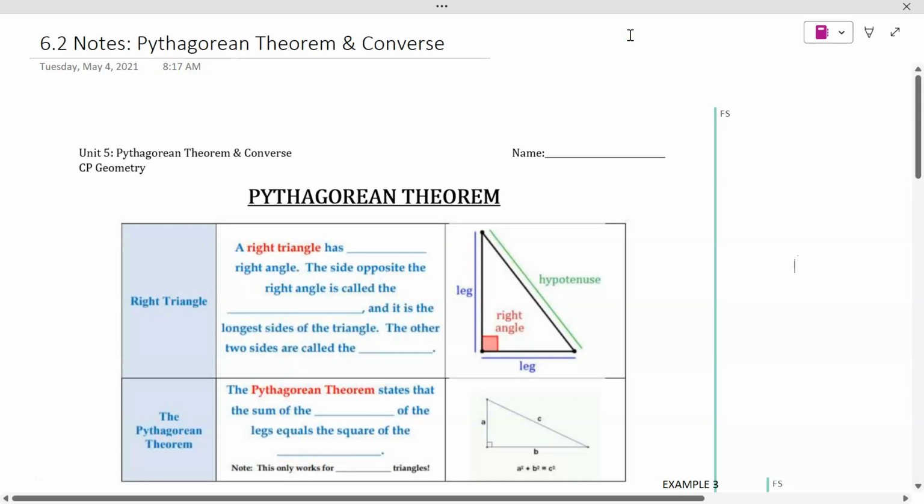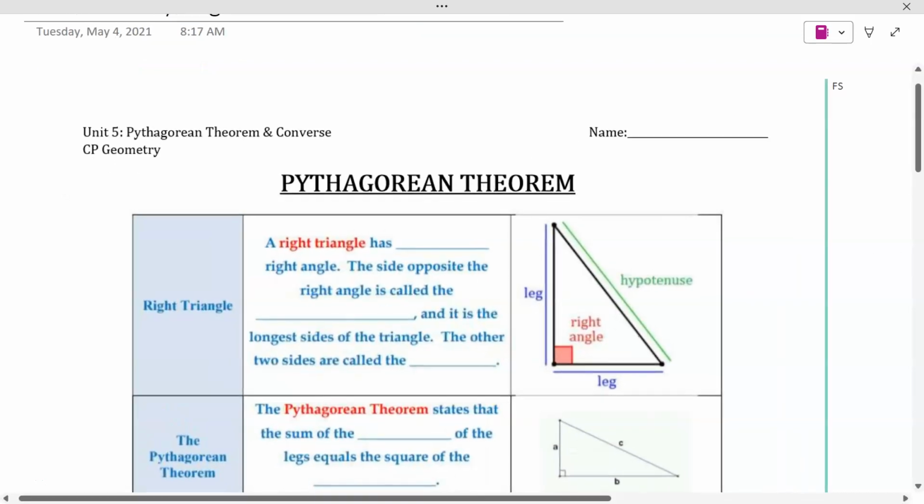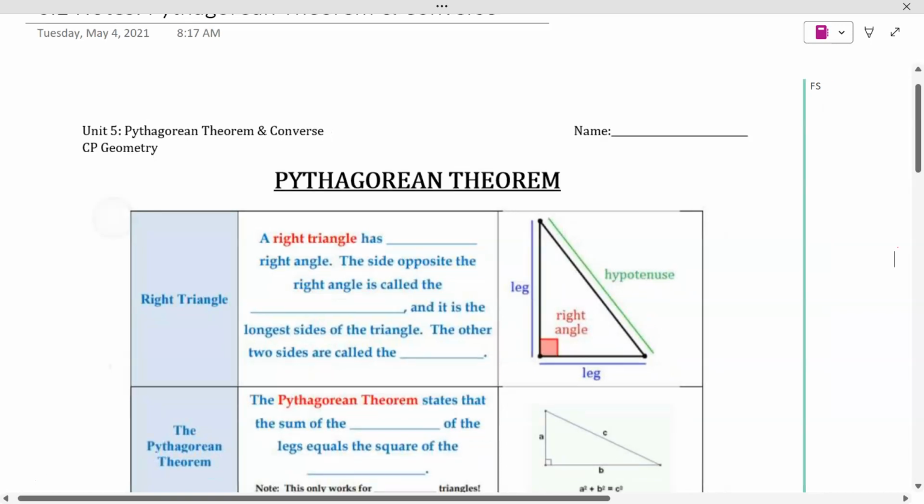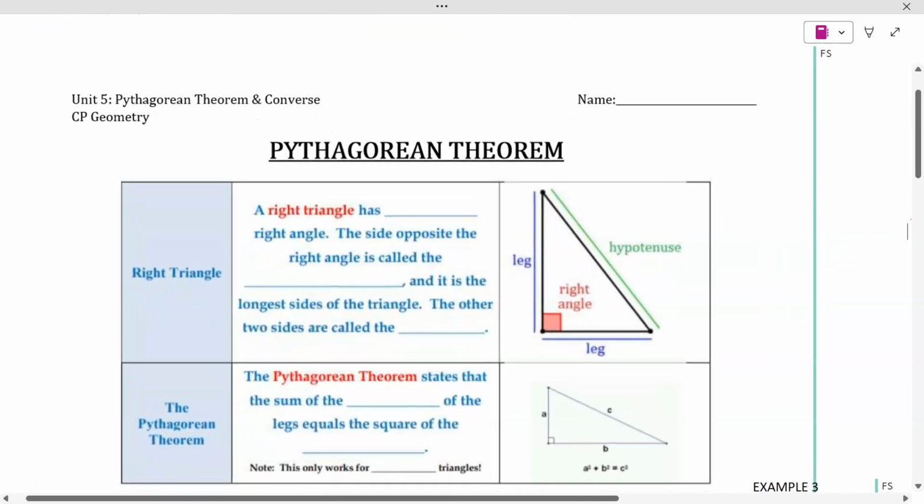Hey everybody, Mr. Field here, and today we're going to be talking about the Pythagorean theorem, what it is, how we can use it, and also we're going to talk about this thing called its converse, which essentially means the reverse. All right, how we can use it to work backwards to solve for something else.